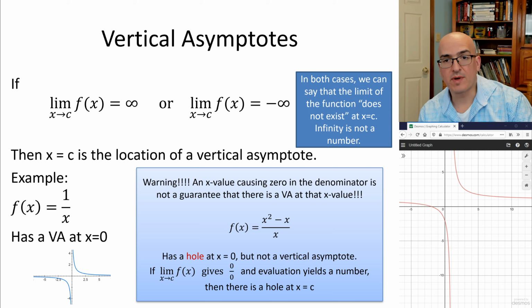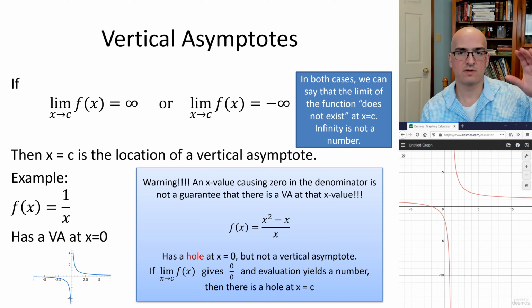What I want to warn you about is using the fact that there's a 0 in the denominator as an indication of a vertical asymptote. I want to warn you that this is sometimes wrong. You can't just say 0 in the bottom, whatever x value causes that is also the x value where the vertical asymptote is. That's not necessarily the case.